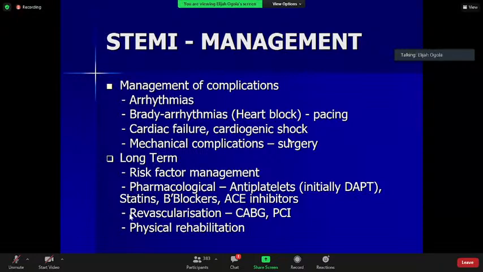We continue with statins lifelong. We continue with the beta blockers for a variable period and also ACE inhibitors. In a proportion of patients, we might need revascularization, just like we said earlier, and this can be either PCI or bypass grafting. And then physical rehabilitation is extremely important. So that is management of STEMI. So how about the non-STEMI?